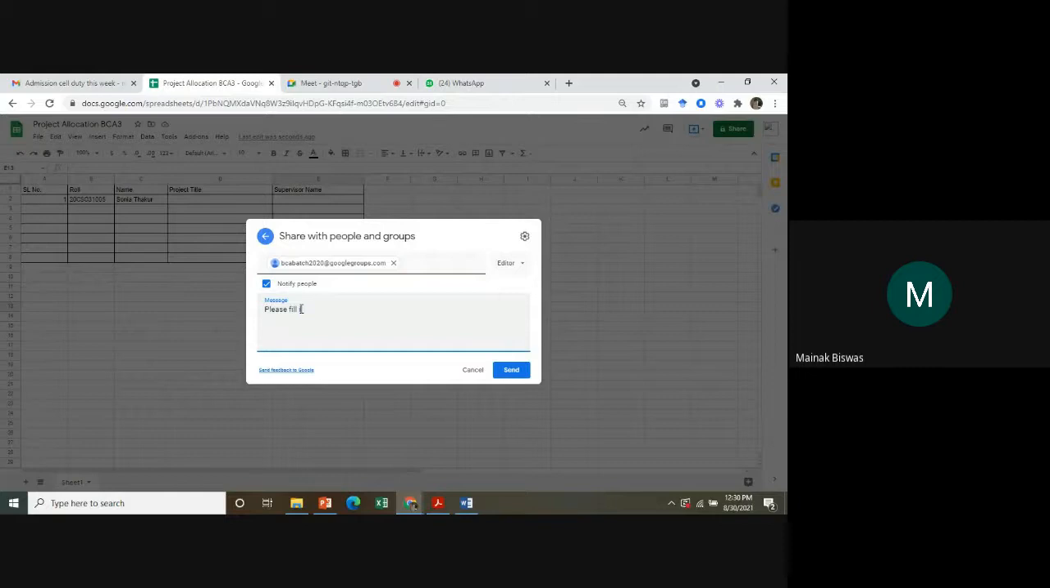Please fill in the sheet with project title, project members, and faculty supervisor. Group members should not be greater than 4. Okay.